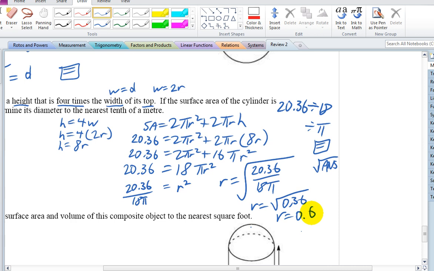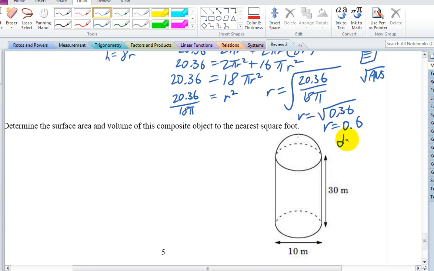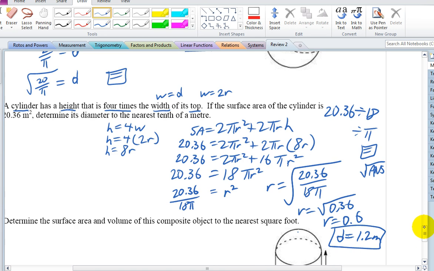No, it's not. They didn't ask for the radius. What did they ask for? Diameter. Right? They're going to mess with you. You did all this awesome work, but they just asked for something that's different. Right? Like awesome hard work, but they asked for diameter. So be careful.